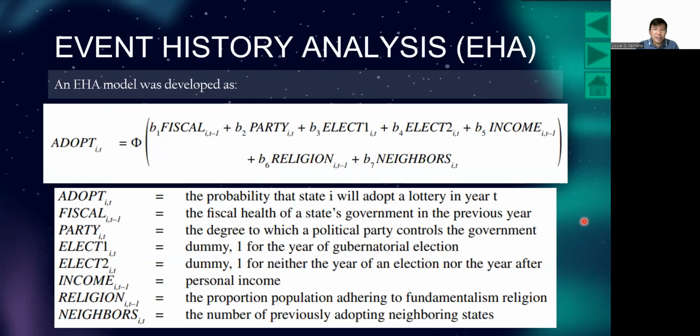So ito yung event history analysis model. Adopt, fiscal, party, election, income, religion, ito yung mga variables. Meaning lang, adopt: the probability that state i will adopt a lottery in year t. So basahin na lang natin, pakiintindihan na natin sa ating PowerPoint. Let's proceed sa ating next slide.